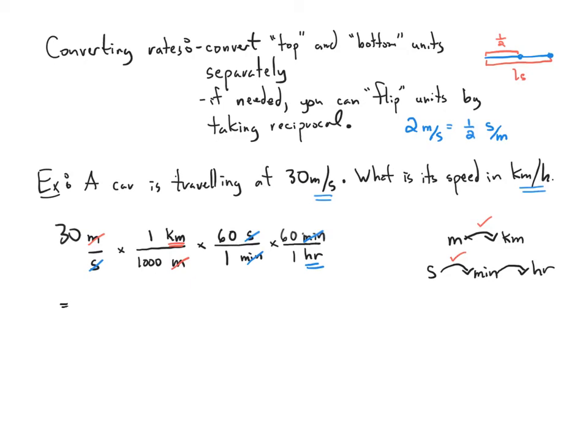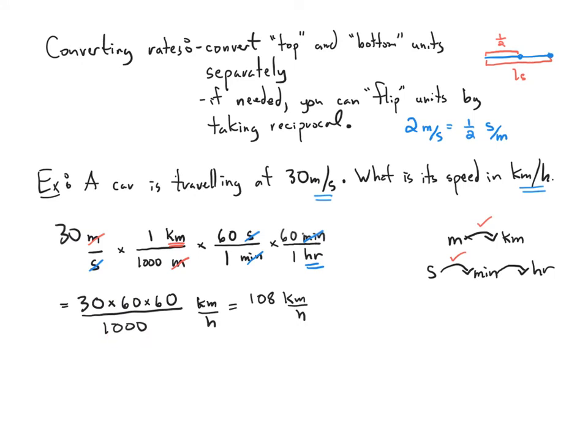So this is 30 times 60 times 60 over 1,000, and my units are kilometers per hour. And you can check very quickly, if you'd like, that this simplifies to 108 kilometers per hour.